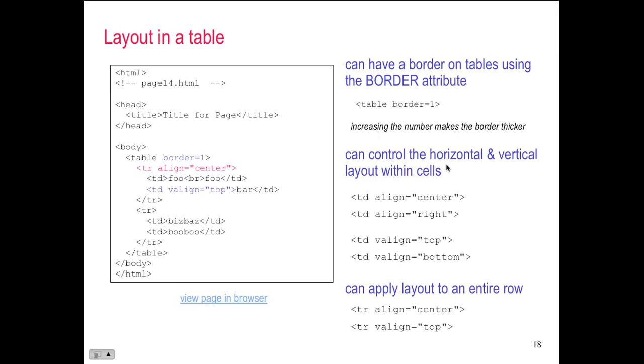You can control the horizontal and the vertical layouts within the cells. So table data alignment: center, right, top, down, by changing the alignment, the vertical alignment. You can also apply the layout to the entire row, so table row. Noticing that this is table data, this is table row. All of the property and the attribute sets work with all of the things, and actually you can put it on the table too. It all intermixes, which is kind of cool.